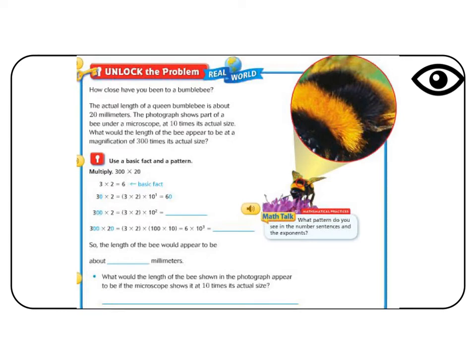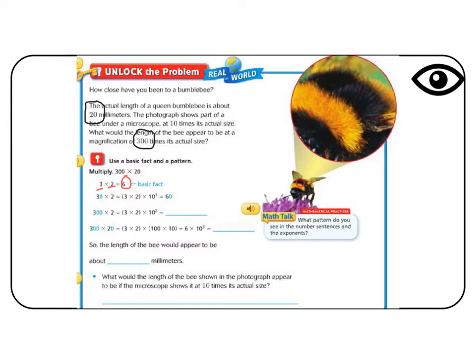So I'm going to circle some numbers here. We're thinking about 20 millimeters and 300 times its size. We're going to start off by using a basic fact and a pattern. Our goal is to multiply 300 times 20, but we're going to get there a step at a time. We're going to start with 2 times 3. 2 times 3 is 6. So we know that 6 is going to be part of our answer.